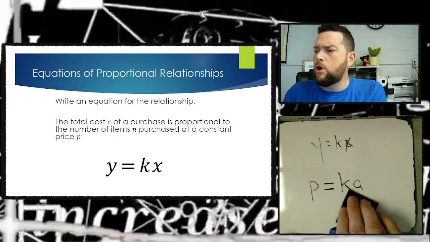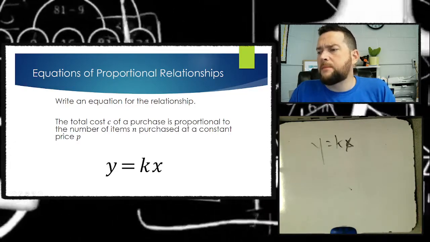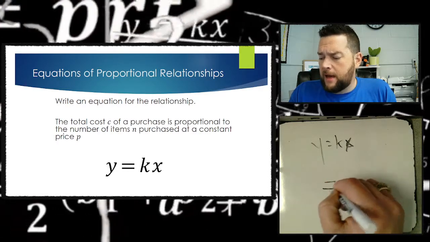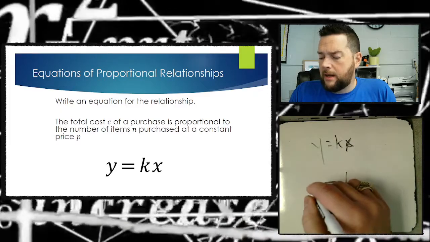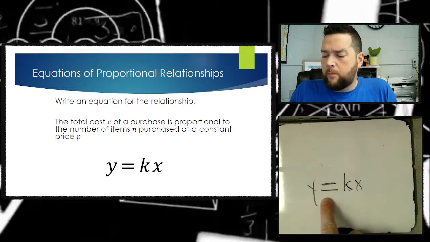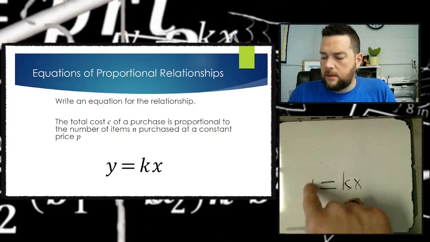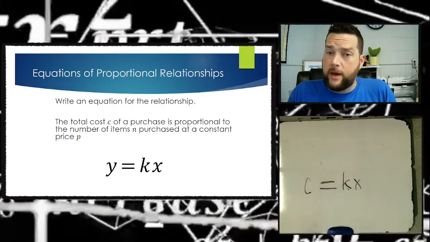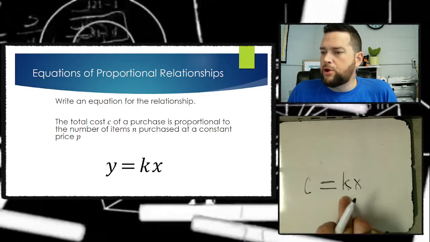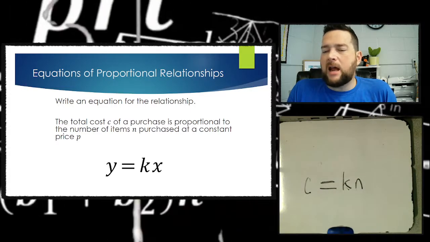All right, it says the total cost, C, of a purchase is proportional to the number of items in the purchase at a constant price, P. So you've got the equal sign K. We're just going to write everything out. y equals kx. The "is proportional to" is the equals K. Then the words that come before that are total cost. Total cost, by the way, is always a dependent variable, always. And that is proportional to the number of items in the purchase. And then it says at a constant price P.